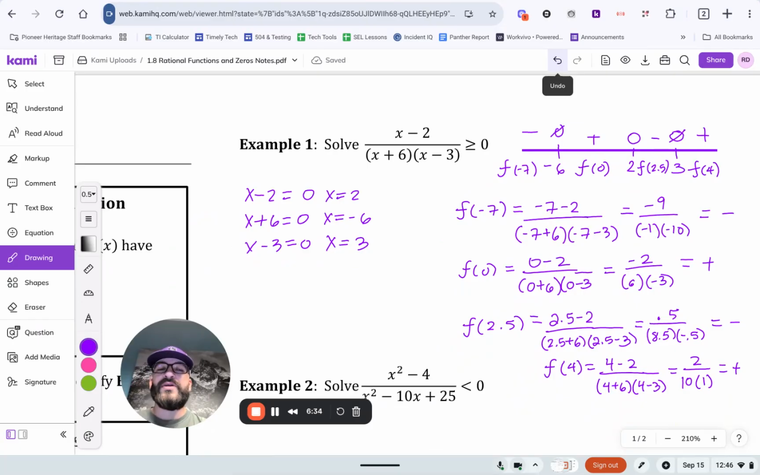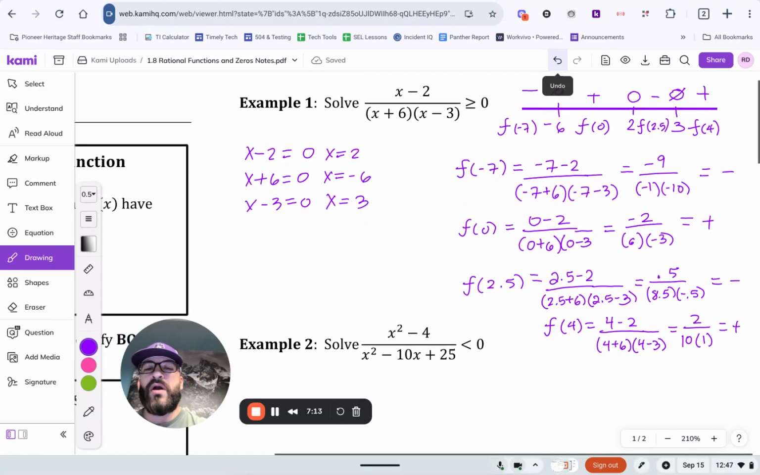So now all we need to do is take this number line and write our final solution, which is going to be any values where our function is greater than or equal to 0. So that's going to be any values where we are positive, as well as any endpoints where we do equal 0. So noting on here, we can include negative 6. We can include everything between negative 6 and 2. We can include 2 because we equal 0 at 2. That came from our numerator. Then we can include 3, but everything greater than 3 all the way out to infinity.